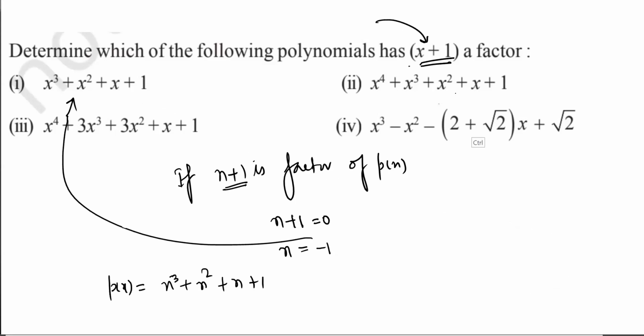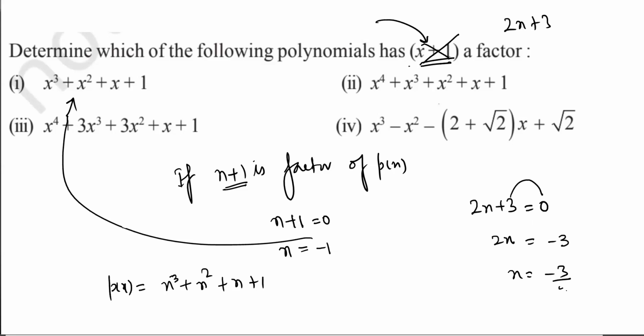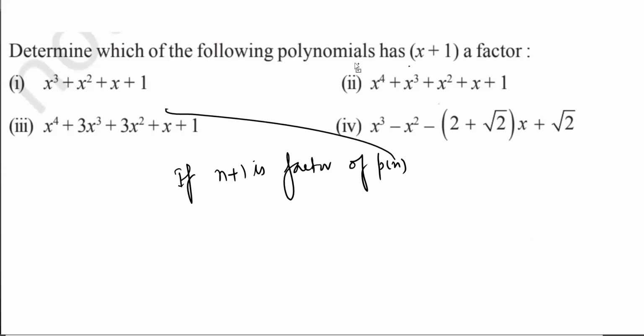For example, if it is asked to check whether 2x plus 3 is a factor, then again I will equate 2x plus 3 equal to 0. Then this 3 will go to that side. This will become -3 equal to 2x. Then x will become -3 upon 2. Now I will put x equal to -3 by 2 in this equation. If it gives you 0, then I will say that 2x plus 3 is a factor. So this is the rule for how we calculate. I will check whether it is a factor of this one. Okay. Got it?